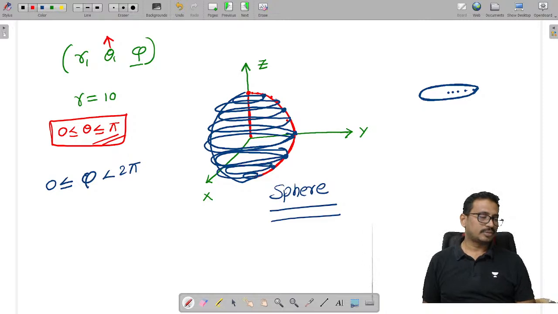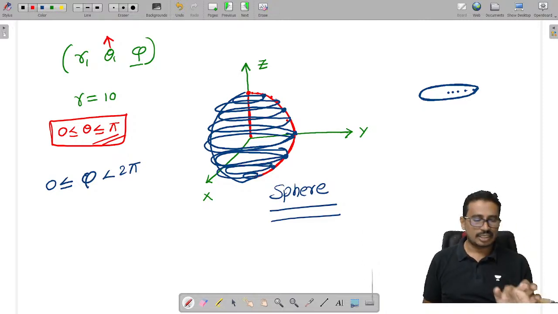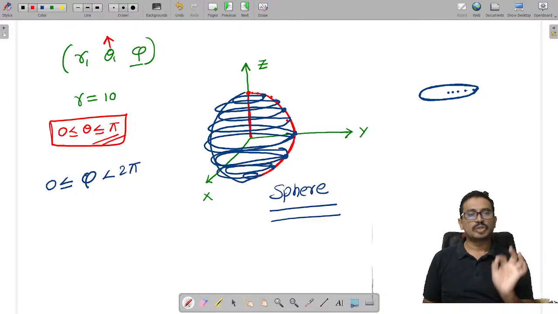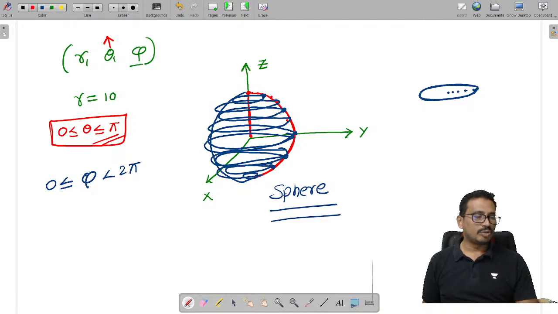Say yes, is it clear now here? That is why we always take theta from 0 to pi. 0 to pi is sufficient. We know there is no need to go till 2 pi.